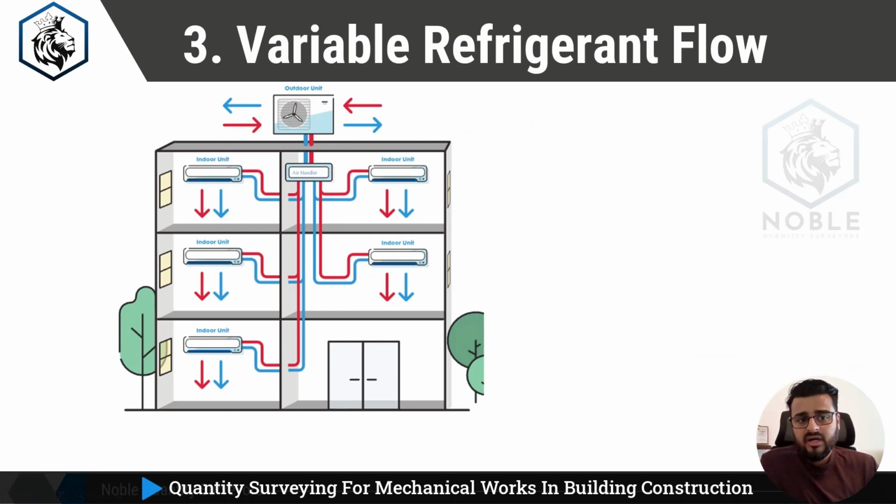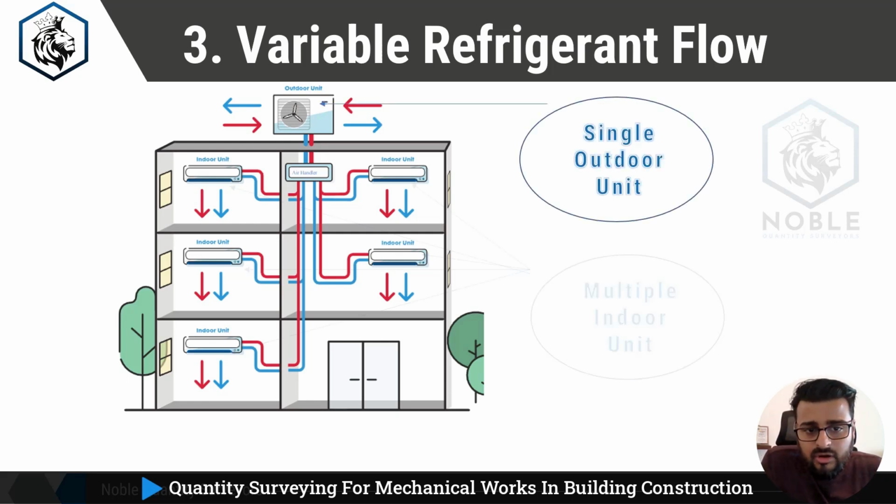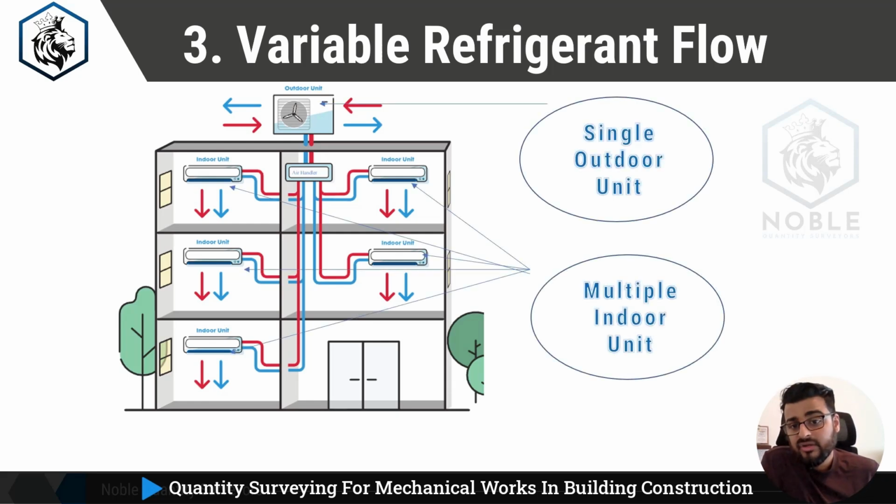The next one in our list is variable refrigerant flow. What we saw in the first one is the ducted split unit, where there is a single indoor and single outdoor. But what is a variable refrigerant flow? A single outdoor unit with multiple indoor units. Okay, what we see in a ducted split unit is single indoor, single outdoor. But for variable refrigerant flow, there will be a single outdoor unit and multiple indoor units.